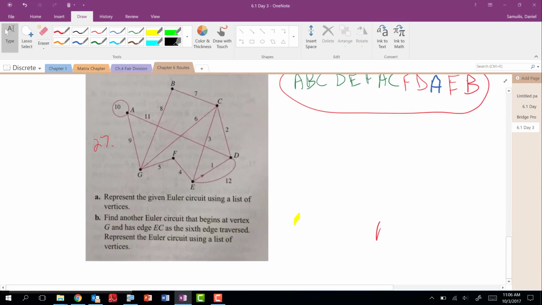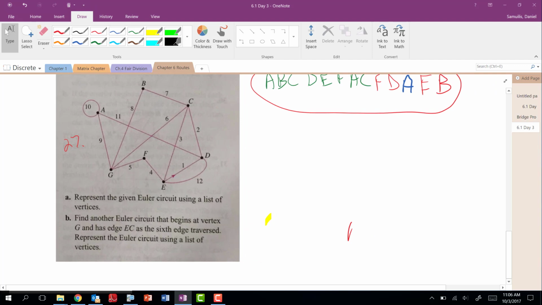It says find another circuit starting at G. So I'm going to start at G and using edge EC as the sixth move. This is why you have to write this down, because we got to renumber these sides. And they have so many people not paying attention. They're their own worst enemies. And I actually last hour came up with a couple of them. Watch.